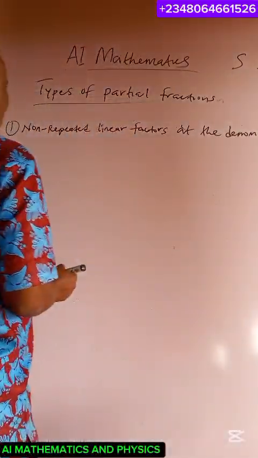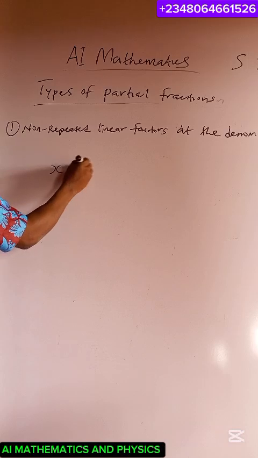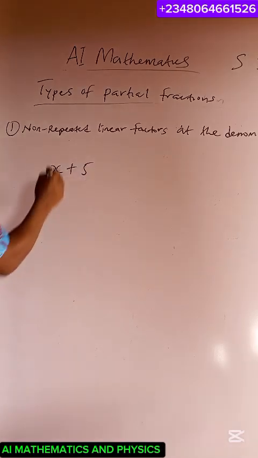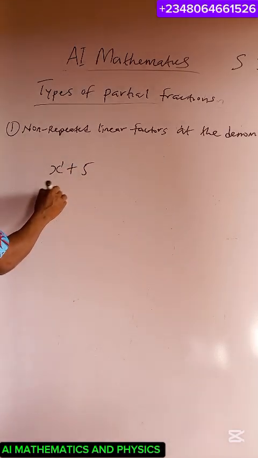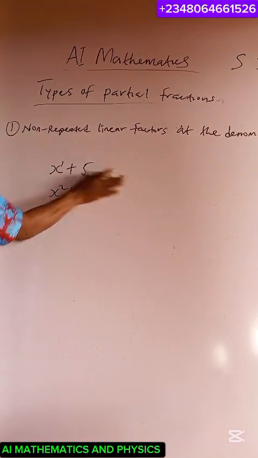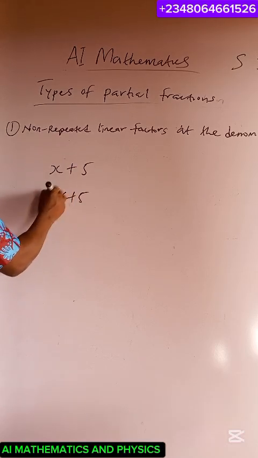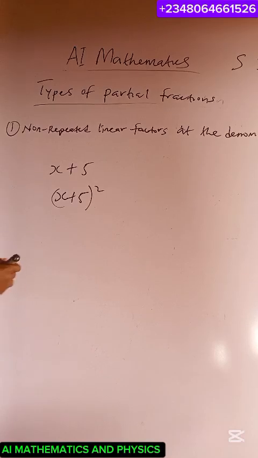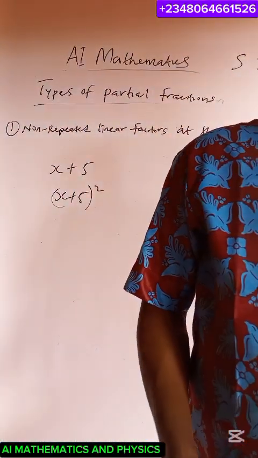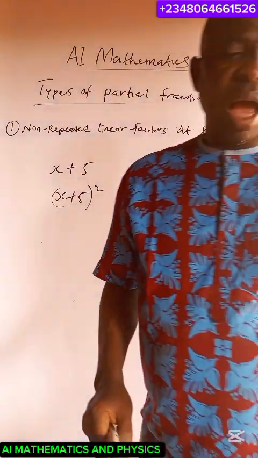What that means is that a non-repeated linear factor is a factor whose highest power is 1. Let's say you have x plus 5 now. It's a linear factor because the power here is just 1. But when you have x squared, that one is no more linear. This one is quadratic. And repeated means you have x plus 5 squared. This one is repeated. That's what I mean by non-repeated linear factor at the denominator.